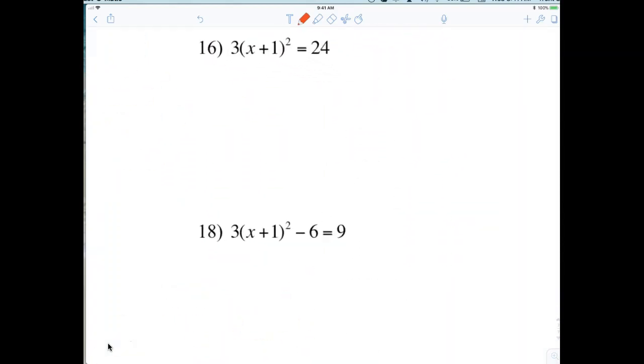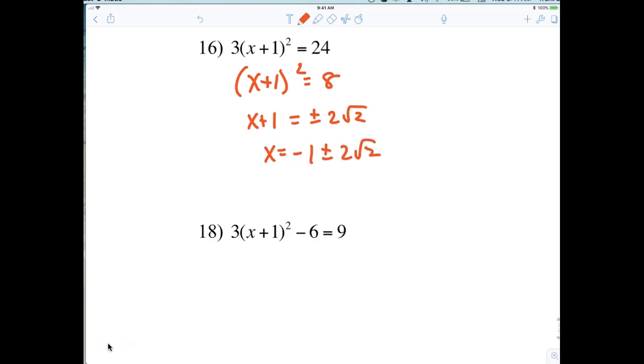All right, so here we go. Isolating first, divided by 3, correct? So we have x plus 1 squared equals 8. x plus 1 equals, you should be able to say plus or minus 2 radical 2. So x equals negative 1 plus or minus 2 radical 2.